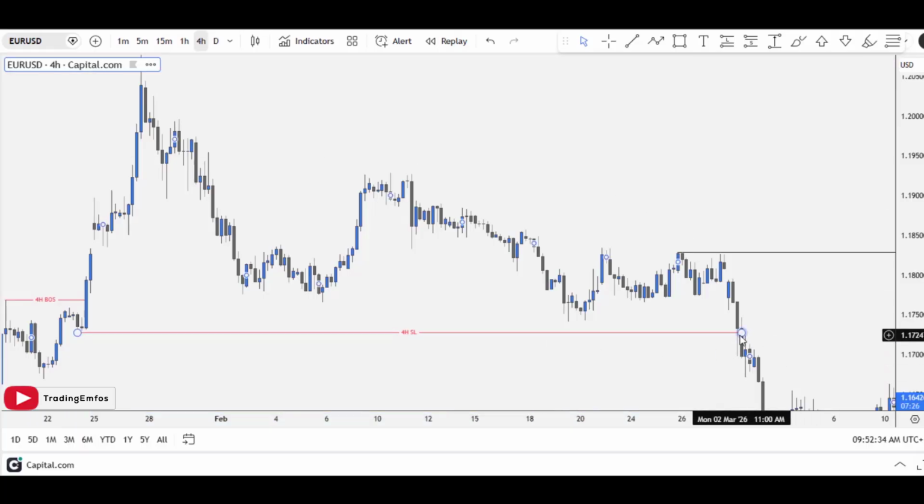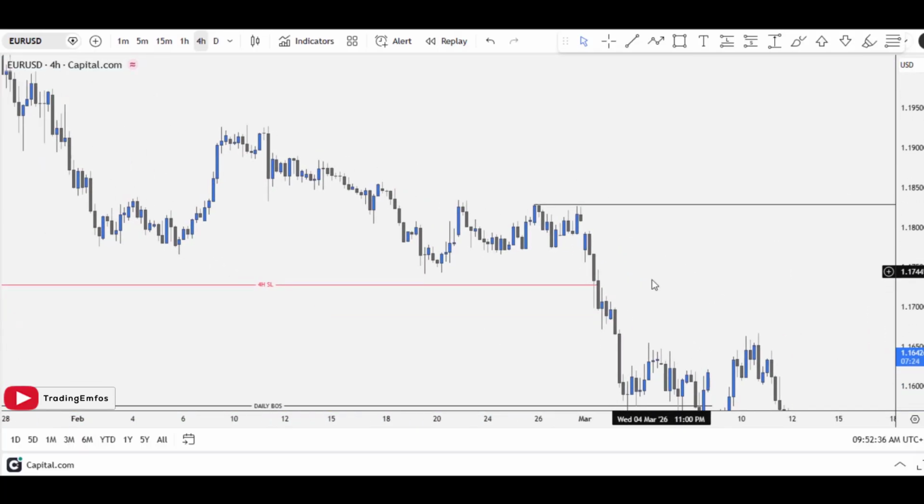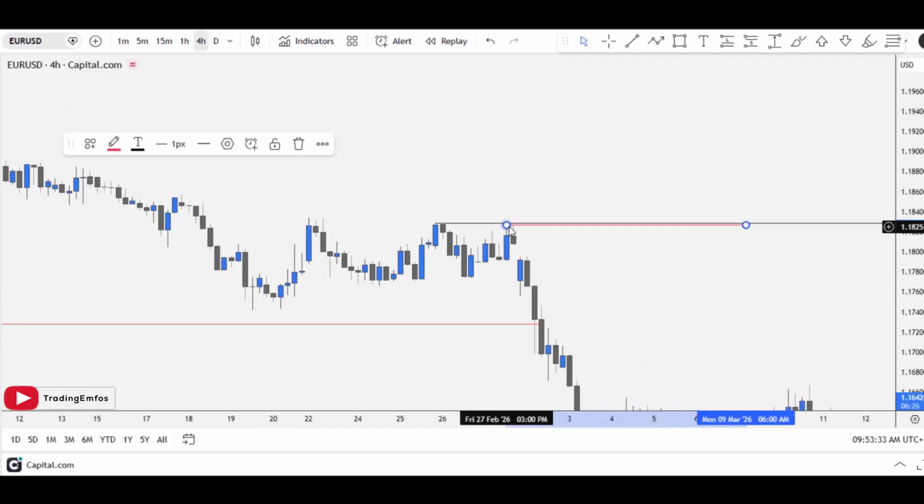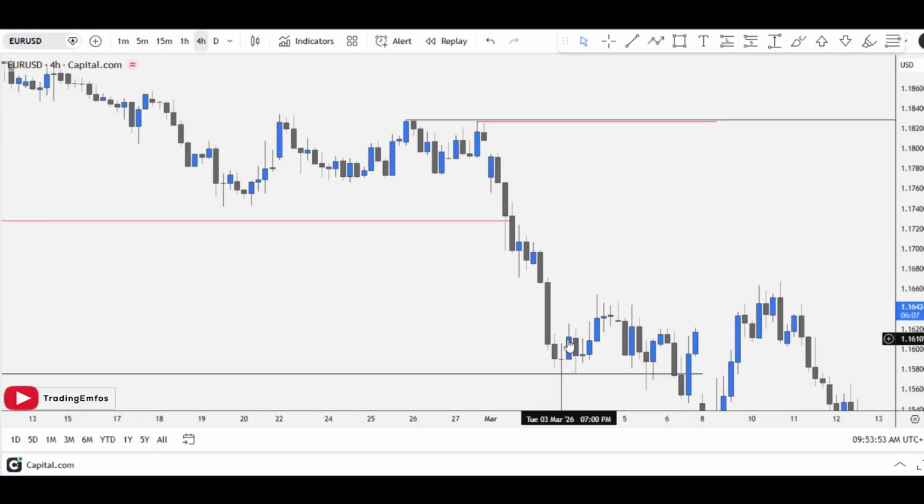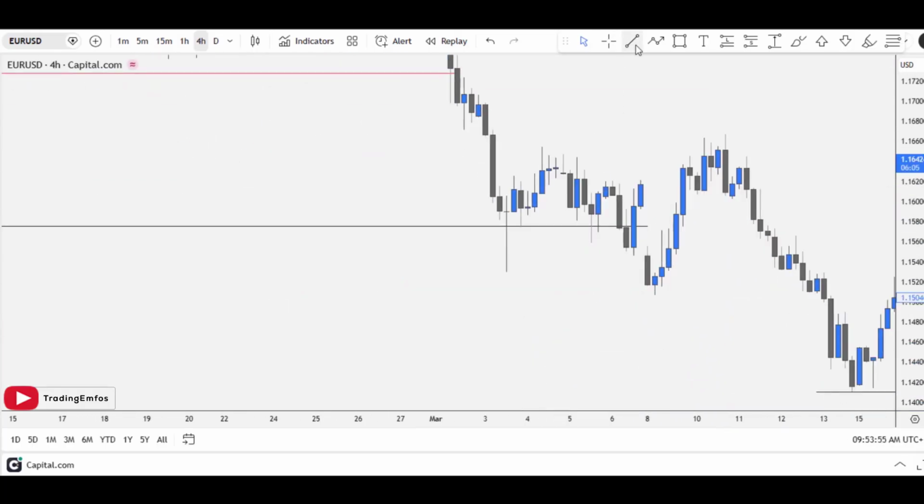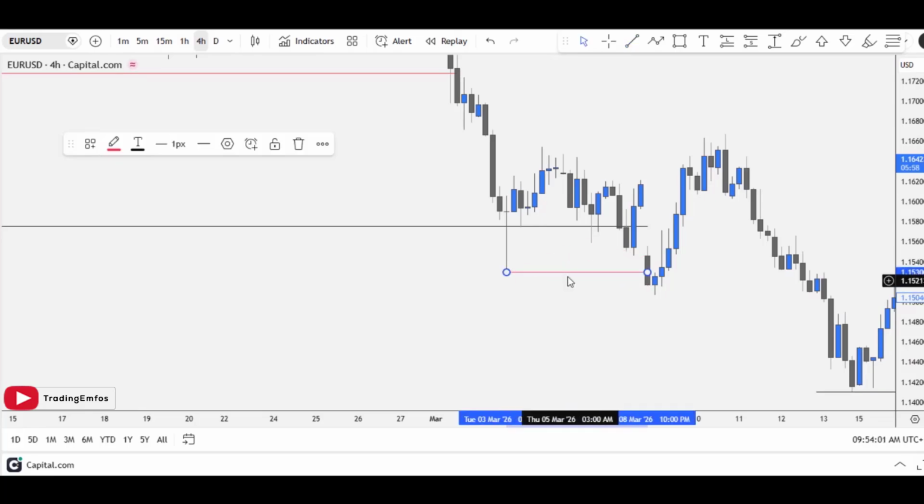So this becomes our new break of structure on the 4-hour. This becomes our new swing high on the 4-hour time frame, which is almost at the same level as our daily swing high. So this is where we'll have the next close up. So this becomes our new swing low on the 4-hour. Let me label it 4-hour BOS.